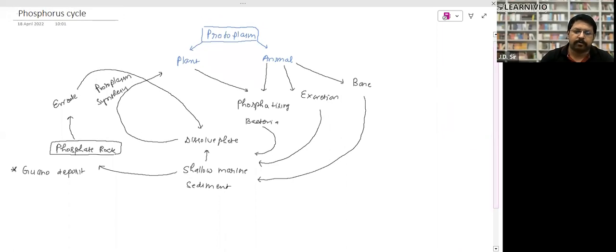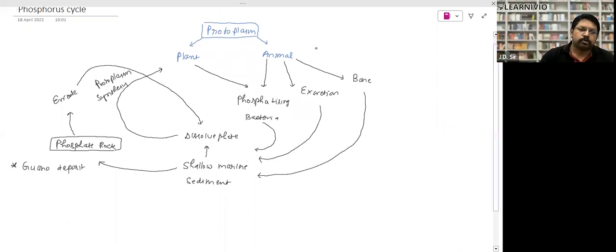This is the phosphorus cycle. Phosphorus is found in the form of phosphate in the protoplasm of plants and animals. Animals also have phosphorus in the bone. They release phosphorus through excretion, and phosphatizing bacteria break down the phosphorus after their death and decay. All this phosphorus gets dissolved in the water, right?